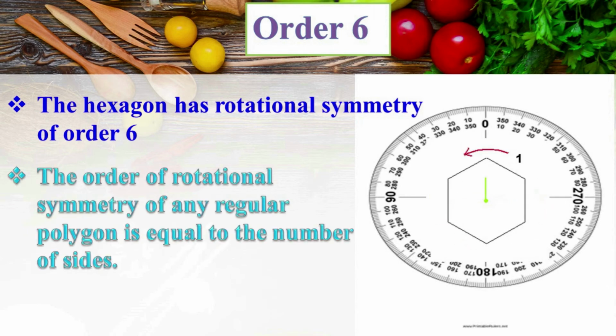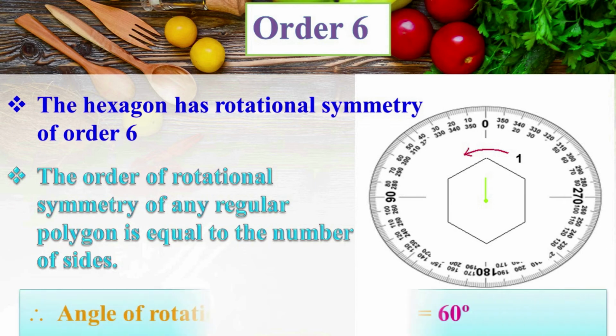Now, let us find the angle. The order of rotational symmetry of any regular polygon is equal to the number of sides. We are going to find the angle for the hexagon. The angle of rotation of a hexagon is equal to 360 degrees divided by the number of times we got the same shape on one full rotation, which means the order of the hexagon, which is 6. 6 times we got. Therefore, 360 degrees divided by 6 is equal to 60 degrees. So, the angle of rotation of a hexagon is equal to 60 degrees.